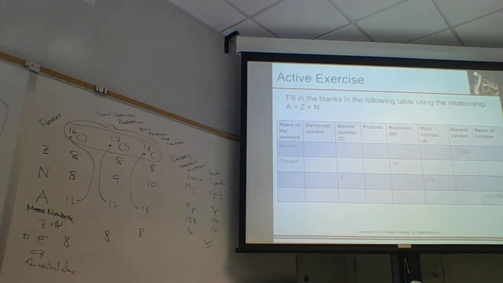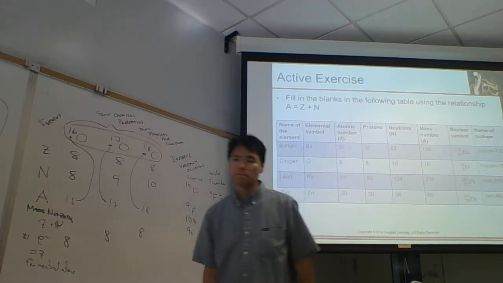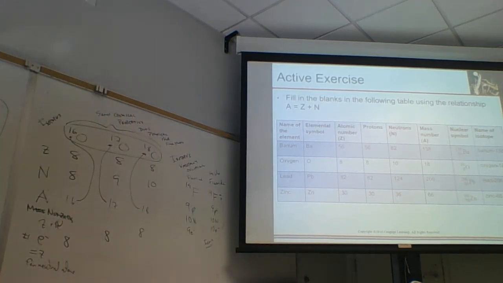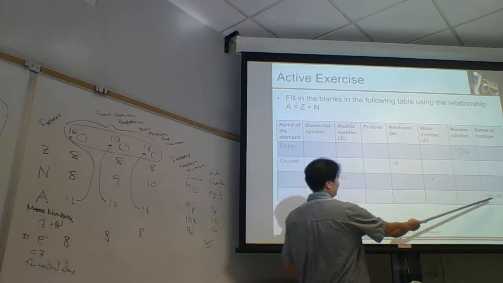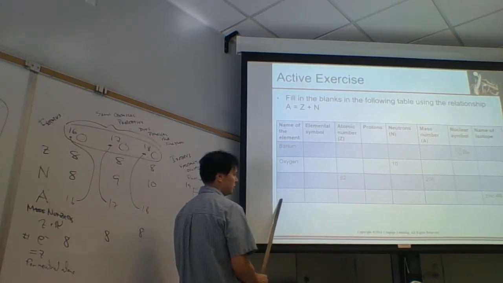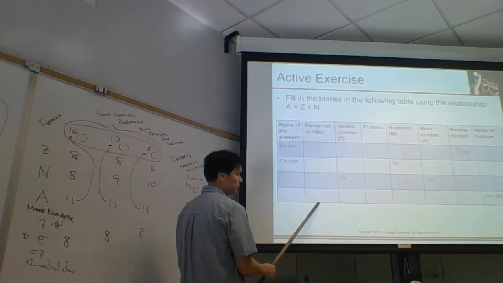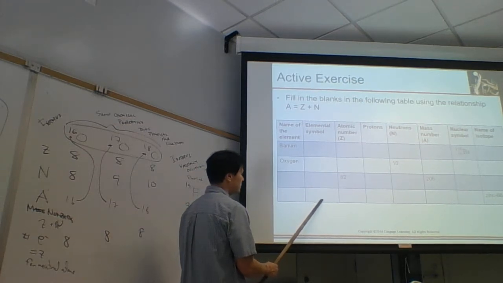So let's take a look at that. Lead-206. Let's do the next one. The next one, we're told it's zinc-66. So the name of the element: zinc, Z-I-N-C. The symbol for zinc is Zn, capital Z, lowercase n, Zn.